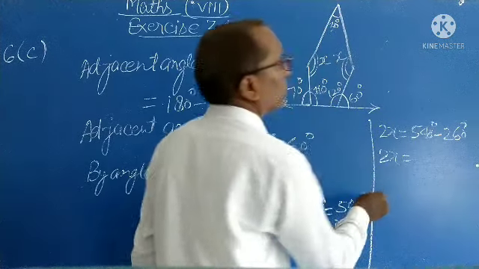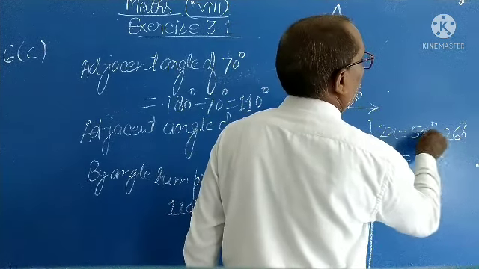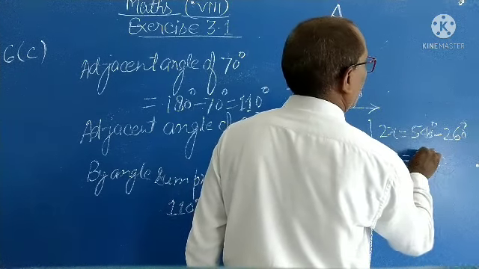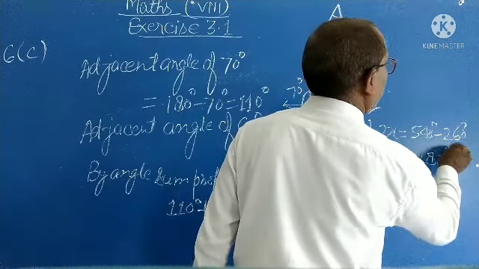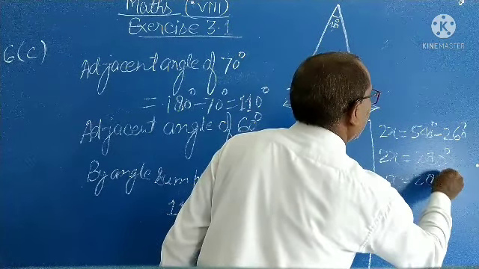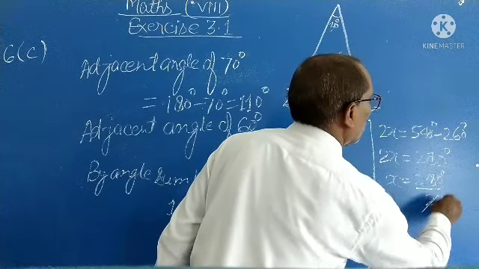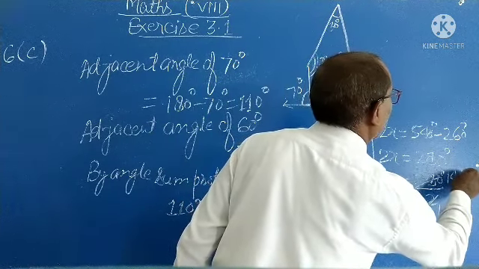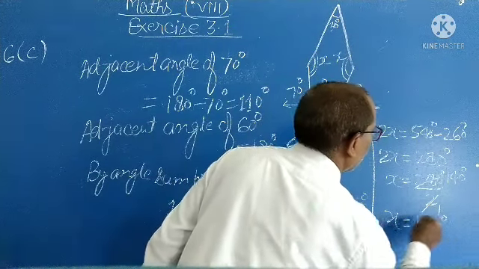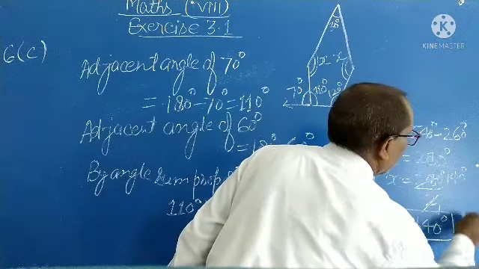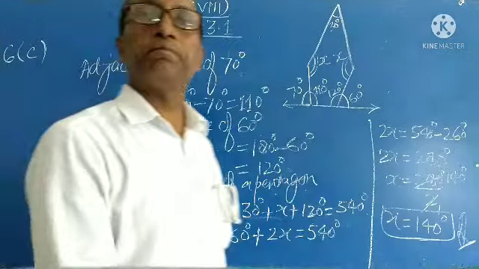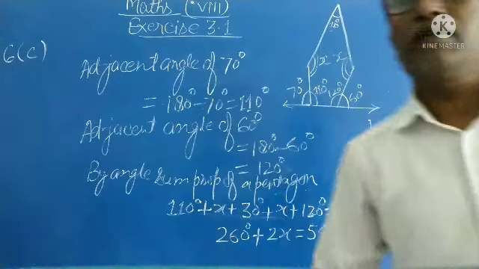2X is equal to 280 degree. Then X is equal to 280 degree upon 2, that is X is equal to 140 degree. It is your answer of question number 6C. Carry on.